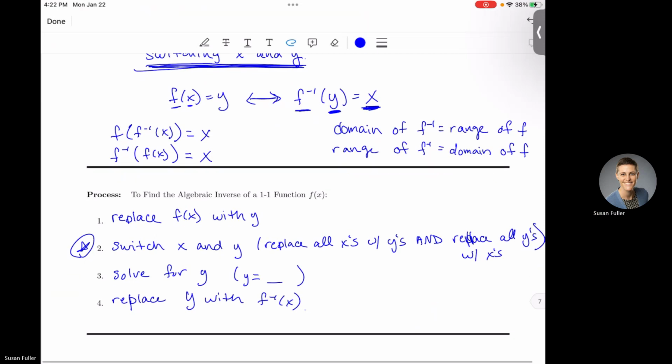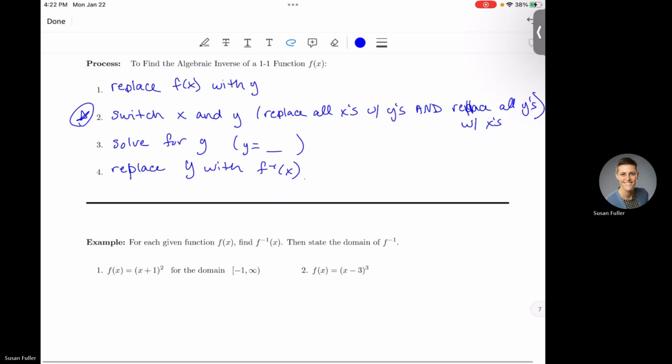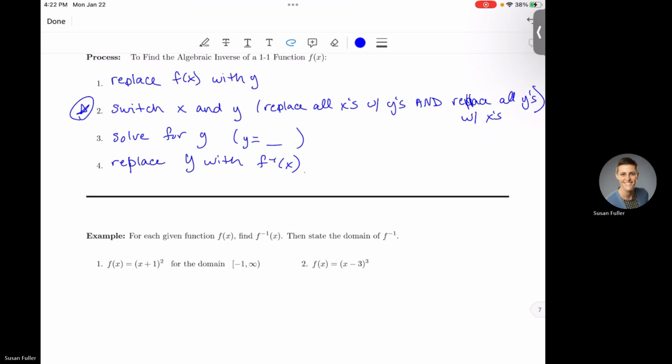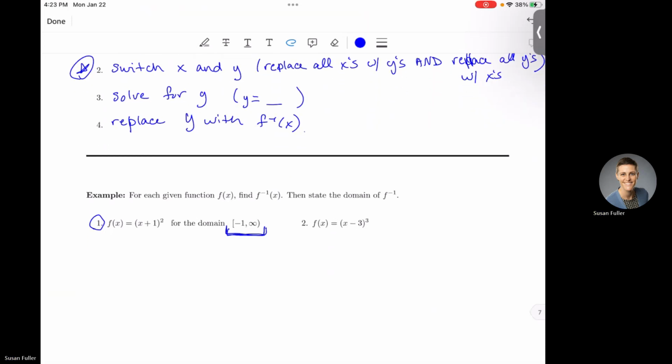Okay, so let's try this. Number one, f of x equals x plus 1, that quantity squared, and it tells us that the domain of my original function is from -1 to infinity. We'll get there in a bit. So that's the domain for this function, and we need to find the inverse function and state its domain.